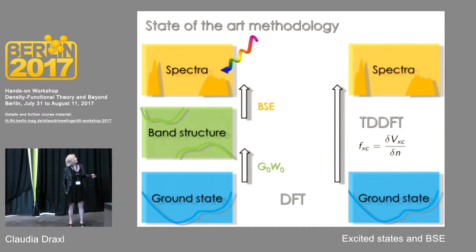And in essence, since we are only interested in the response functions, so in the linear response regime, we could get away with linear response time-dependent DFT. We don't need to propagate the Kohn-Sham system in time, but just compute the response function. And the key player in this case is the exchange-correlation kernel, which plays the same role for excitations like the exchange-correlation potential plays for the ground state DFT.